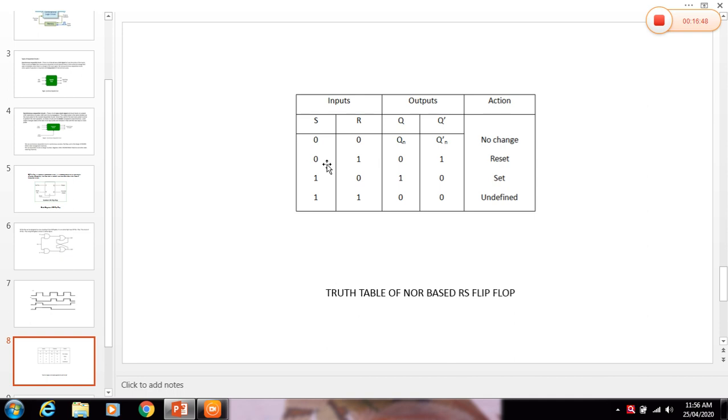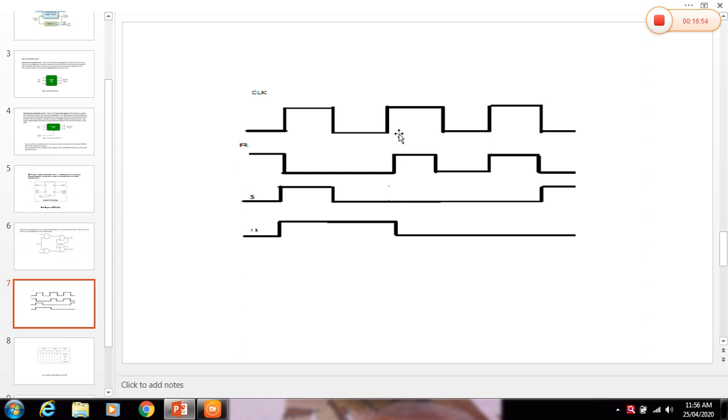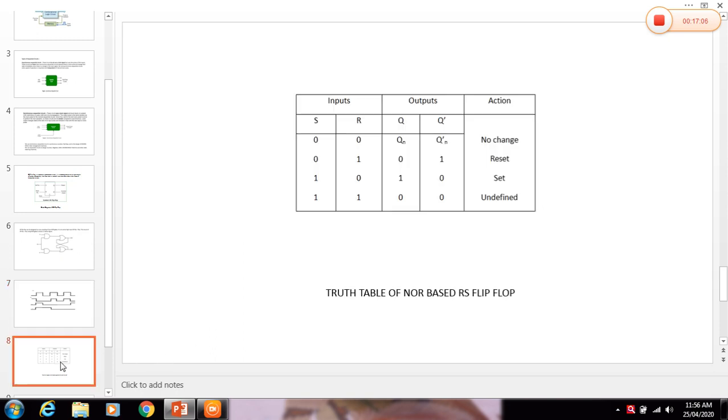When set input is 0 and reset input is 1, as we have discussed, when S input is 0 and R input is 1 and clock is high, the circuit will reset to 0. So whenever the R input is high and the clock is high, the circuit next state will always be 0. Doesn't matter what was the previous state. Similarly, when the set input is high and the reset input is 0, the circuit's next state will always be 1. Doesn't matter whatever is the previous state.